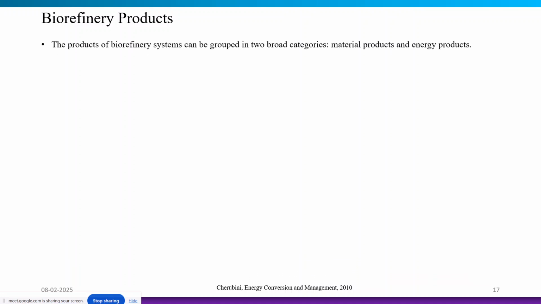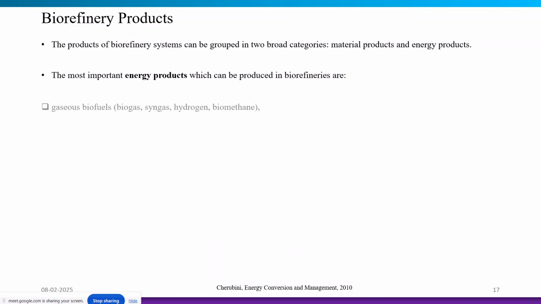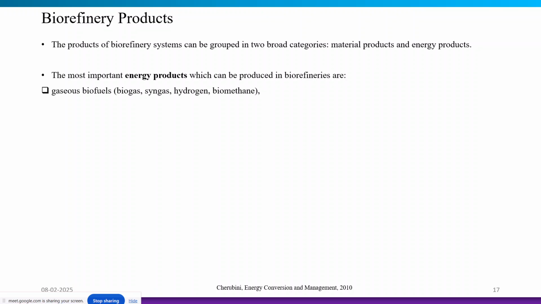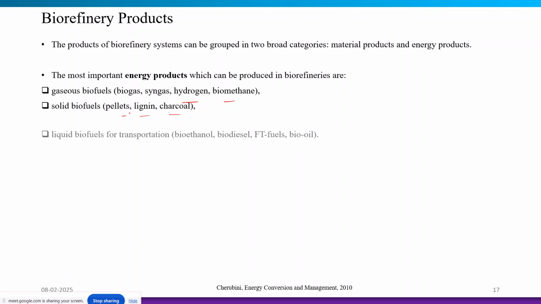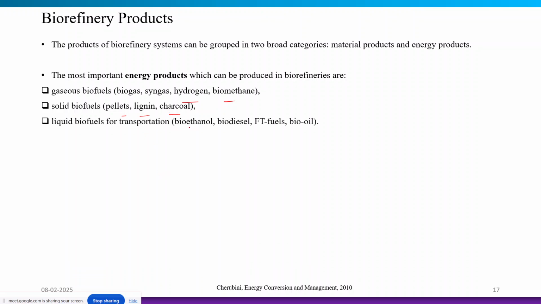So, the products of the biorefinery system can be grouped into two broad categories. One is material product and one is energy product. The most important energy products which can be produced in the biorefinery are gaseous biofuels like biogas, syngas, hydrogen, biomethane; solid biofuels in the forms of lignin, charcoal, and pellets; and liquid biofuels for transportation as well, such as bioethanol, biodiesel, Fischer-Tropsch fuels, and bio-oil.